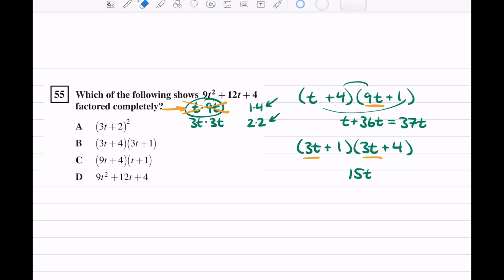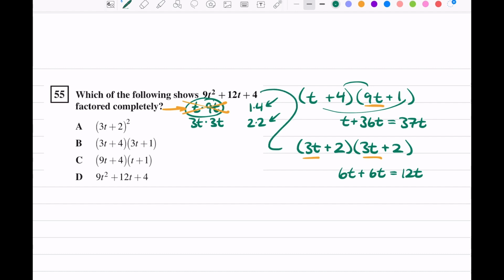So now we just need to check 2 and 2. In this case, our O plus I would be 6t plus 6t, which gives us 12t. So we have the correct factors. Our polynomial equals 3t plus 2 times 3t plus 2. And looking at our options, option A writes it as 3t plus 2 squared.